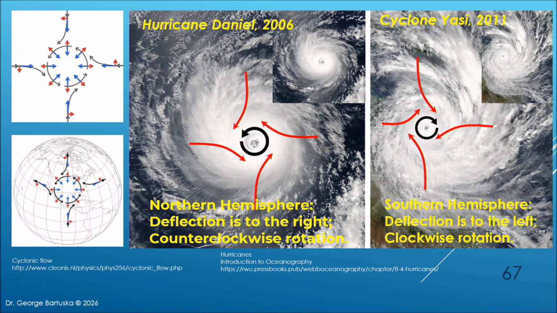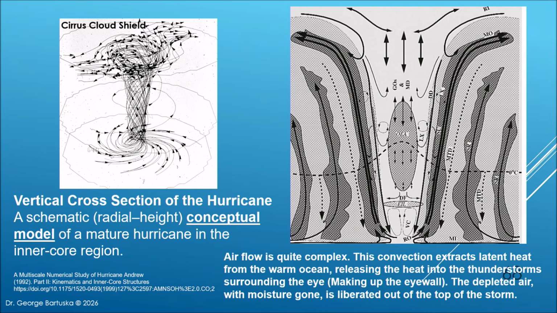What happens then? This Coriolis effect in the northern hemisphere causes things to go to the right. So in the image in the very middle, this is Hurricane Daniel in 2006 in the northern hemisphere. As these winds get sucked in, they're turning to the right, and the global effect is to turn the storm to the left. So hurricanes rotate counterclockwise in the northern hemisphere. In the southern hemisphere, it's just the opposite.